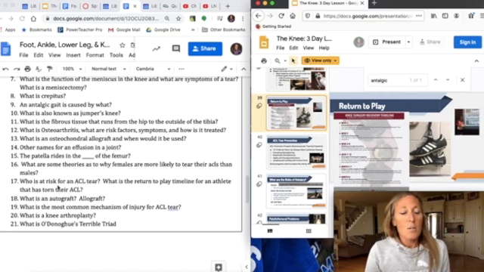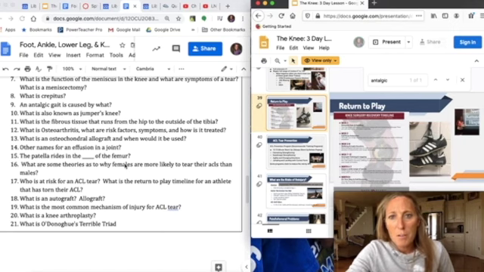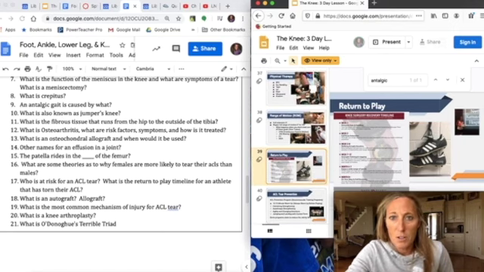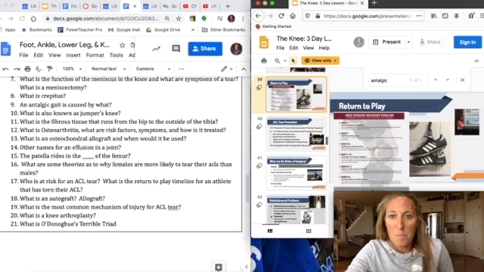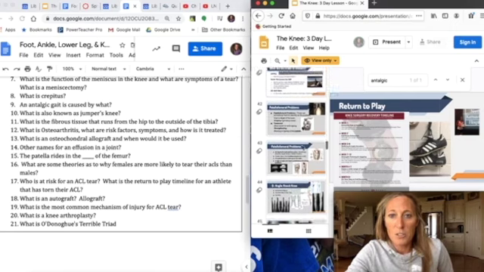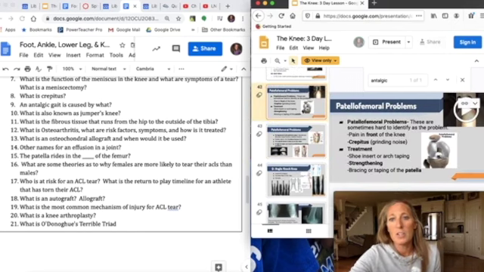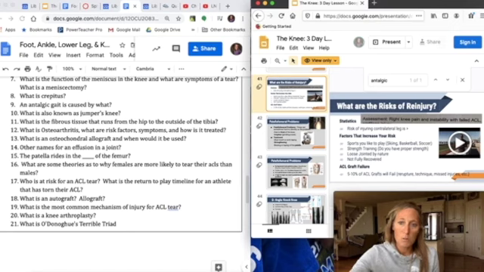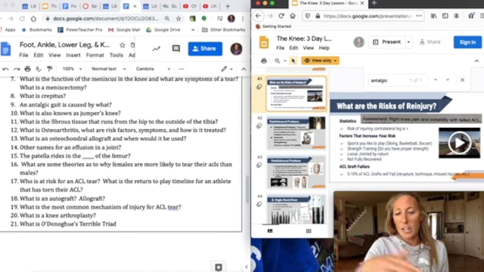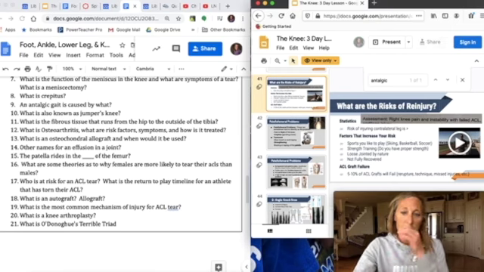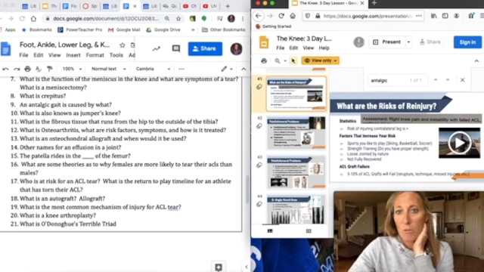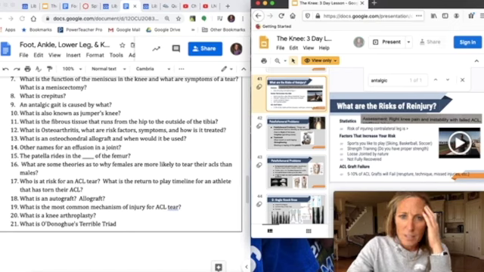Number 19, what is the most common mechanism of injury for an ACL tear? We've gone over it many times. It is plant and turn. Plant and turn is the most common mechanism of injury. An ACL can also be torn if a lineman falls on a player and bends the knee. So there are other ways, but I believe the statistics are like 70–80% are non-contact ACL tears.